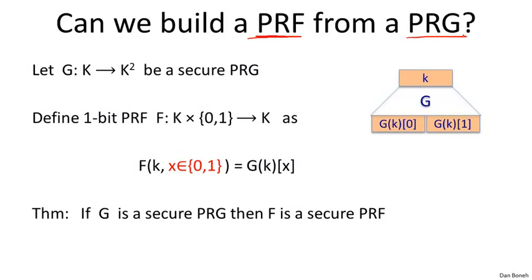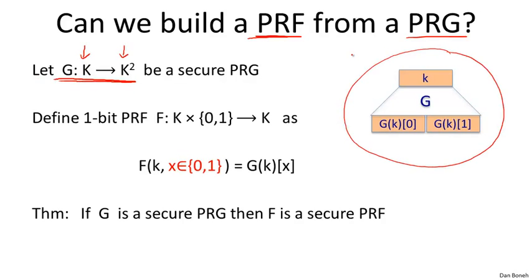Our ultimate goal, though, is to build a block cipher, which is a PRP. And we'll get to that at the end. For now we build a PRF. So let's start with a PRG that doubles its input. The seed for this PRG is an element in K, and the output is actually 2 elements in K. So here we have a schematic of this generator that takes as input a seed in K and outputs 2 elements in K as its output.